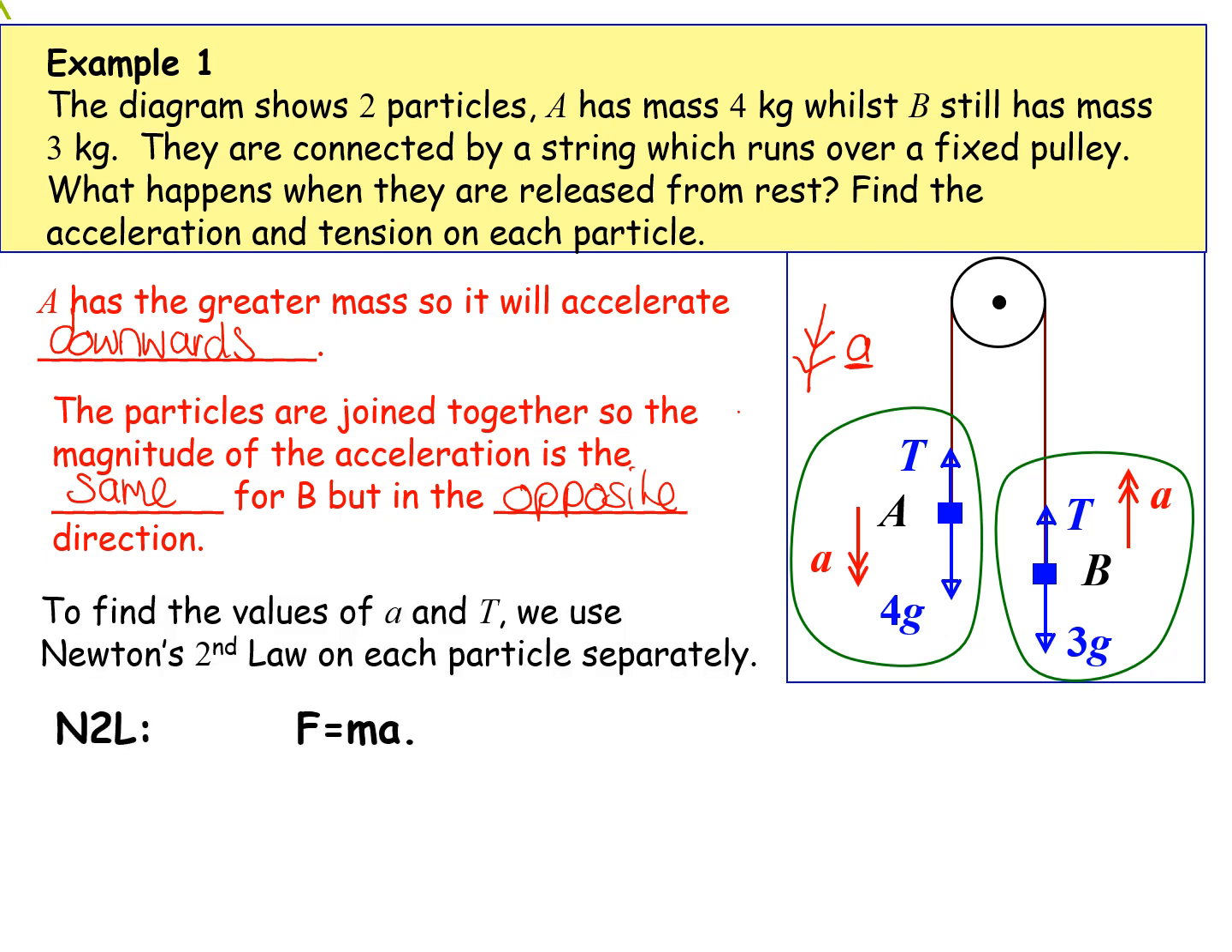To find the values of A and T, we use Newton's second law on each particle separately. So I'll go for A, modelling A downwards, and then I'll go for B, modelling B upwards. For A, modelling it down, 4G is helping it go down, so 4G will be positive, minus the tension, will equal mass times acceleration.